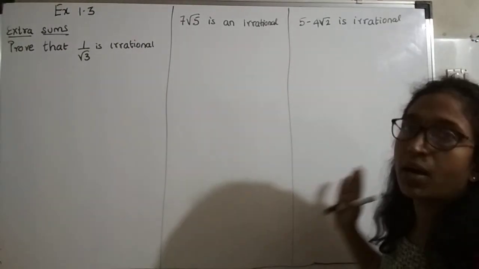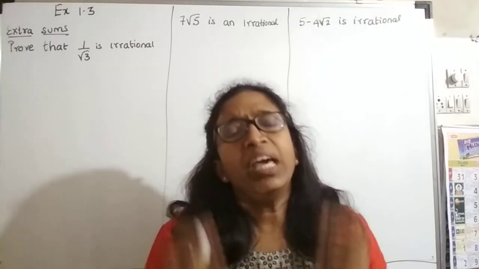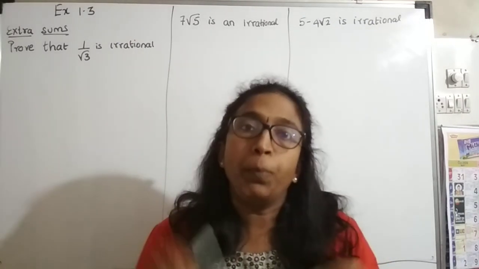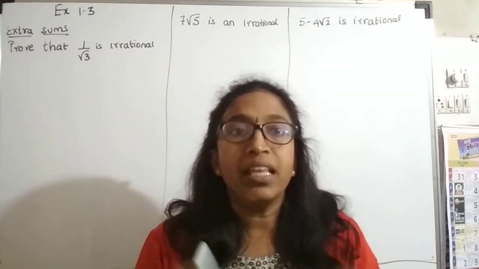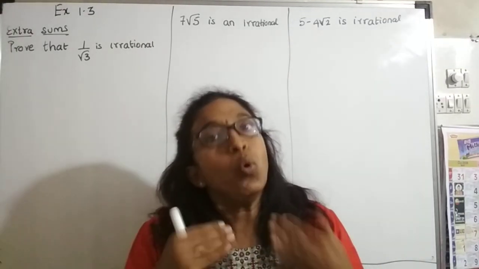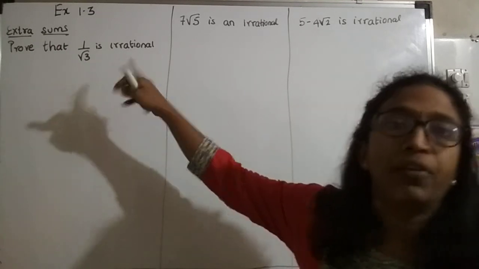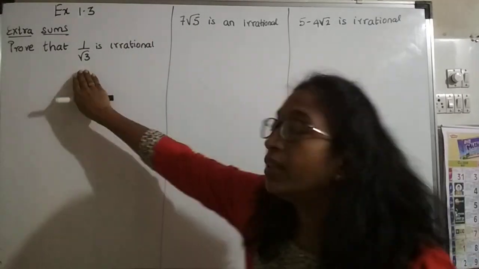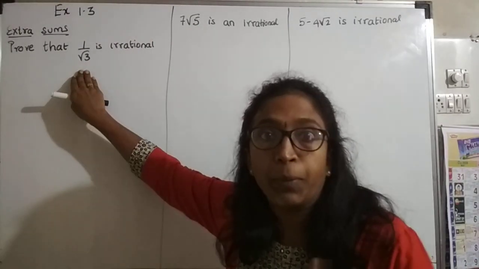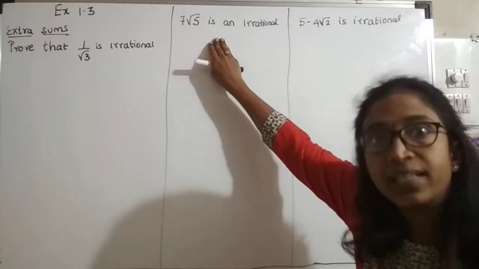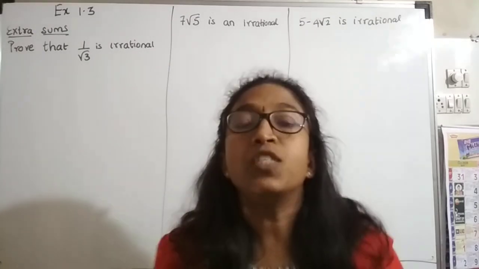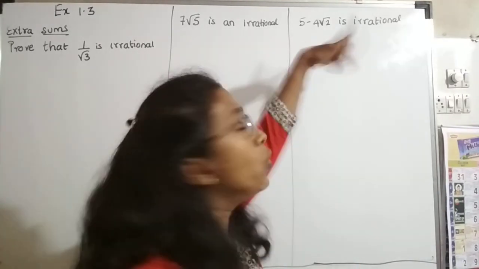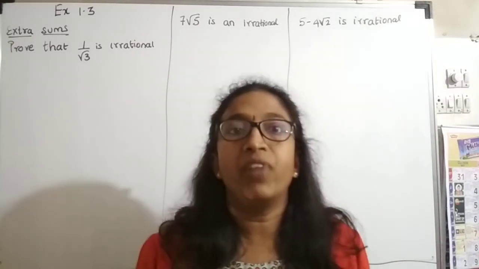If it comes for 3 or 2 marks, you have to remember a very important fact: we know that root 2, root 3, root 5, or root p is an irrational number. This fact we know. Here we have to prove 1 upon root 3 is irrational, and 7 root 5 is irrational. In these cases we know that root 5 is irrational, root 3 is irrational, root 2 is irrational, but we don't know about 1 upon root 3. We assume we know this fact, and then we prove the whole sum to be an irrational number. I hope I am very clear.